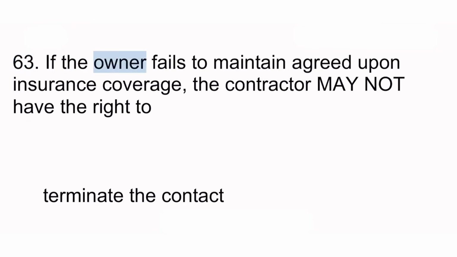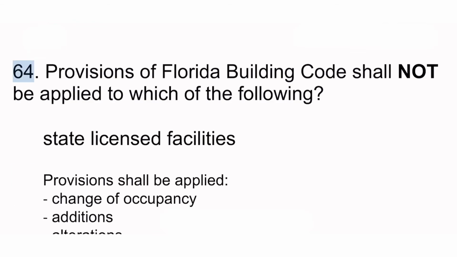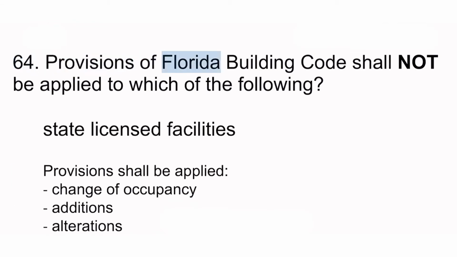63. If the owner fails to maintain agreed upon insurance coverage, the contractor may not have the right to terminate the contract. 64. Provisions of Florida Building Code shall not be applied to which of the following? State licensed facilities. Provisions shall be applied: change of occupancy, additions, alterations.